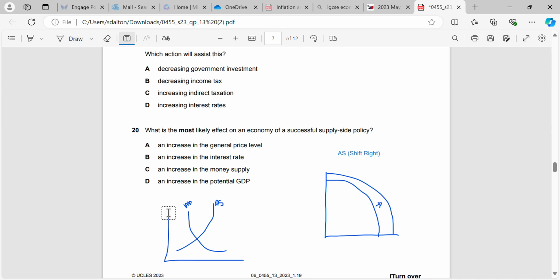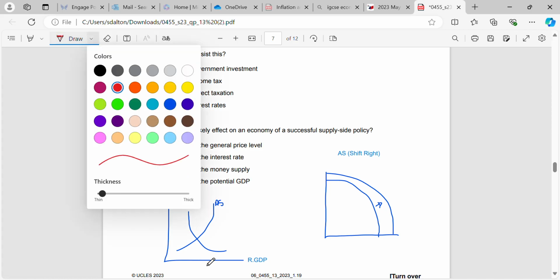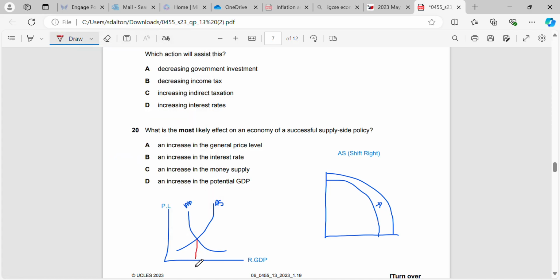Just put in my text here. This is price level, and this is real GDP. So if I take the drawing here and just mark this in, you'll see that this is the point that we can currently make at, or where our current level of GDP is.